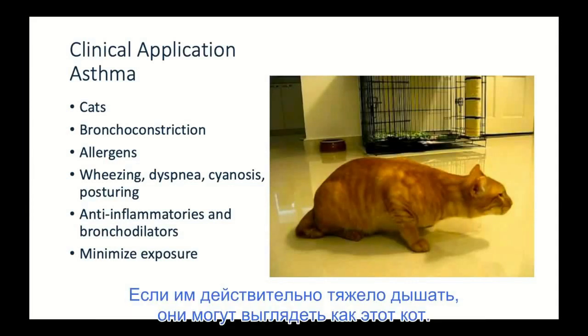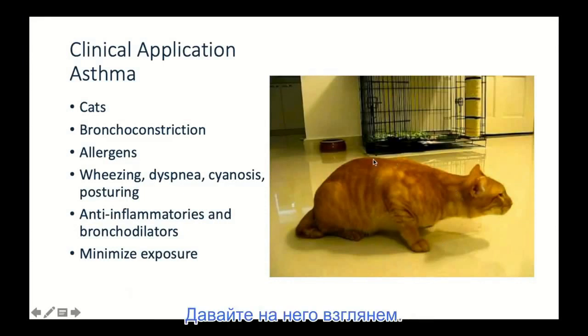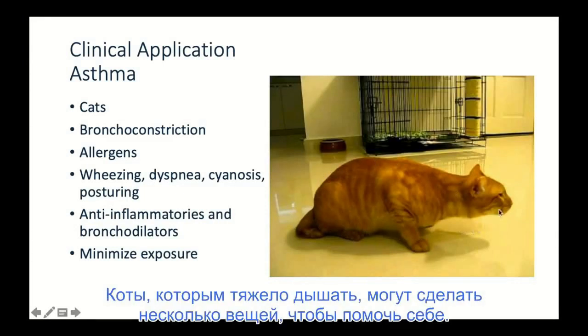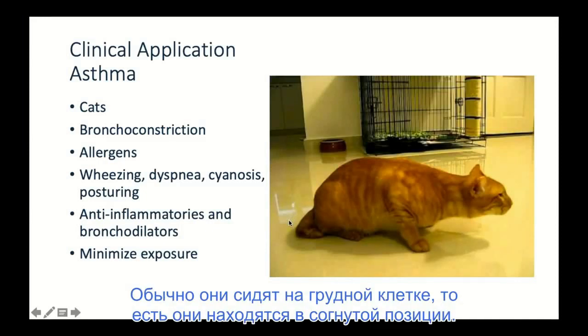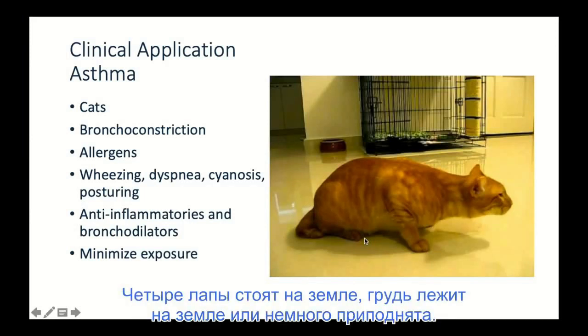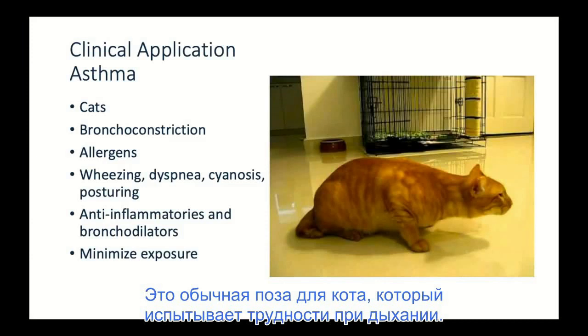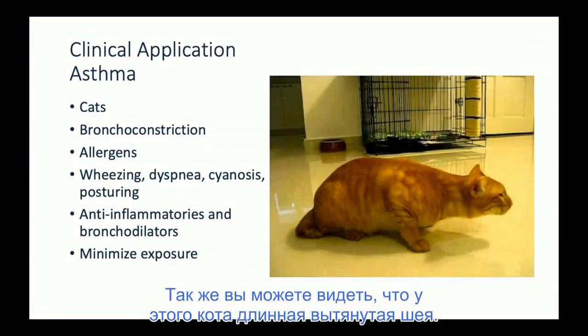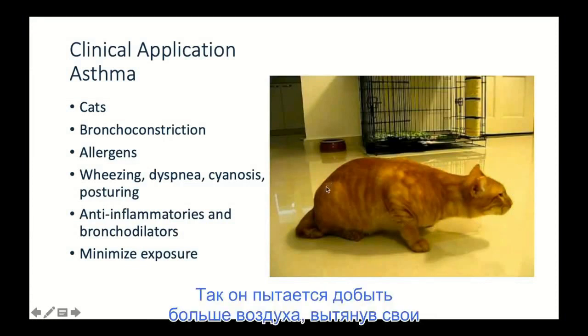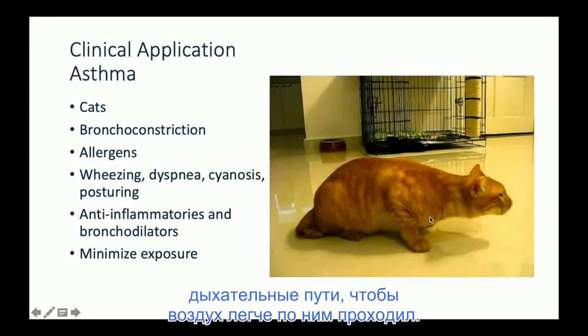So if they're having a really hard time breathing, they might look like this cat here. So having a look overall, cats who are having trouble breathing will do a few things to help themselves out. Typically they'll sit in sternal, so they'll be in their little button position with 4 feet on the ground and their chest typically on the ground or slightly raised. That's common for a cat who's having difficulty breathing. This cat too, you can see, has elongated his neck. So he's trying to gather more air, stretch out his respiratory tract to allow an easier passage of air.